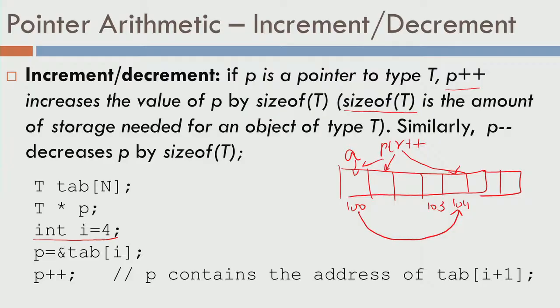Remember the entries start at 0. So, we are talking about 0th, 1st, 2nd, 3rd and 4th. The 4th entry is counting from 0. So, P is going to point at the 4th entry in tab, and when you do P plus plus, it actually starts pointing at the next entry in tab. This is an example of pointer arithmetic where you mix pointer and integer operations.